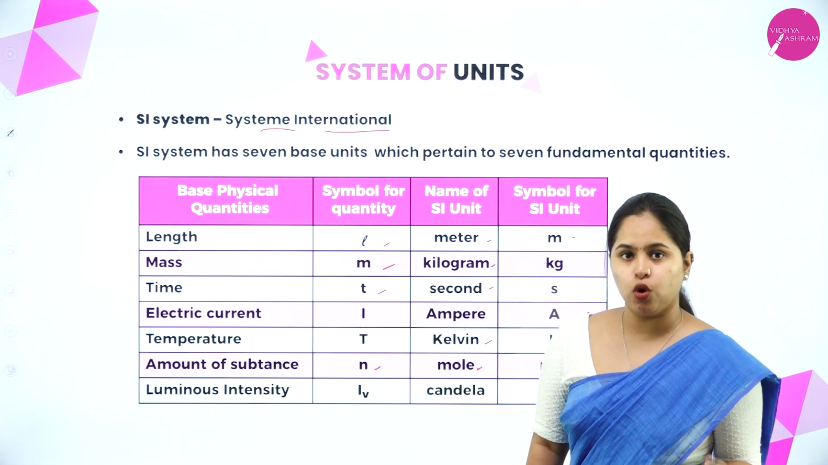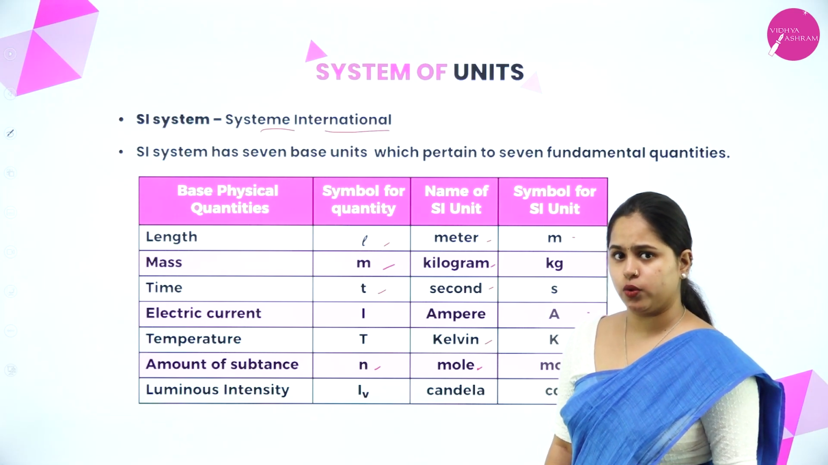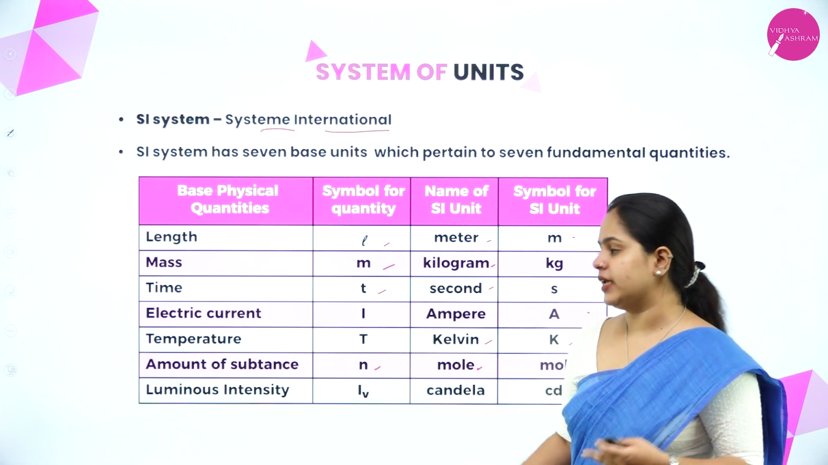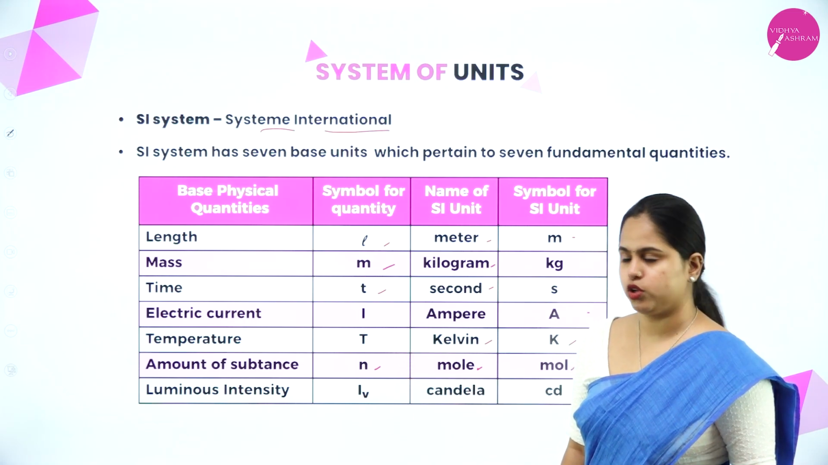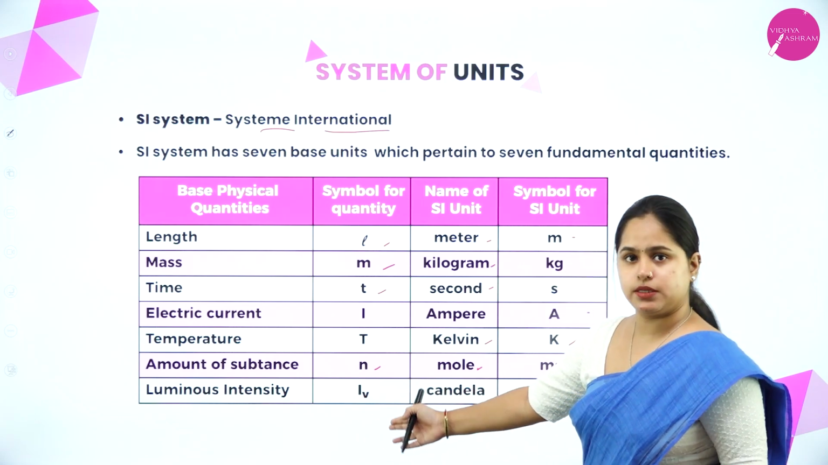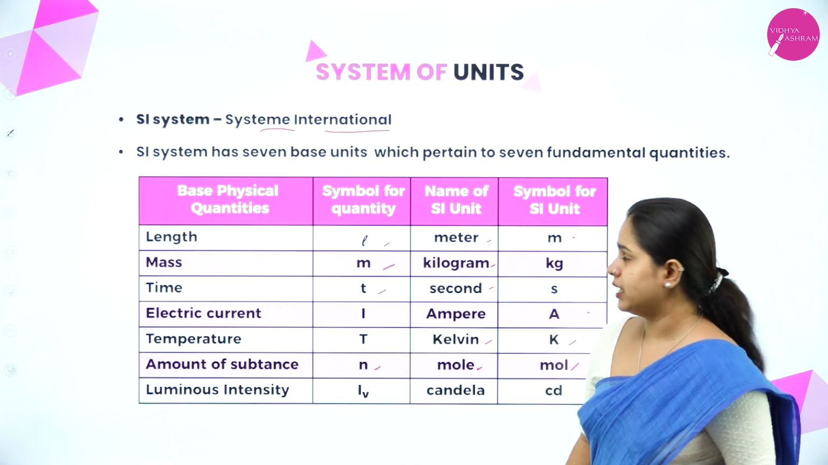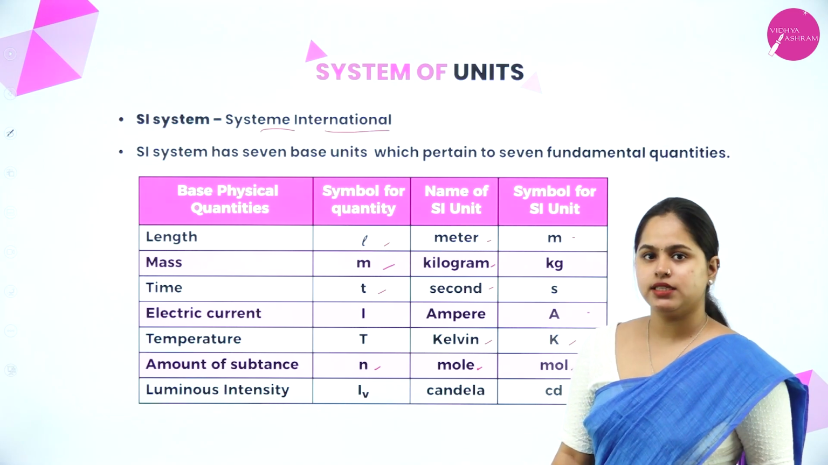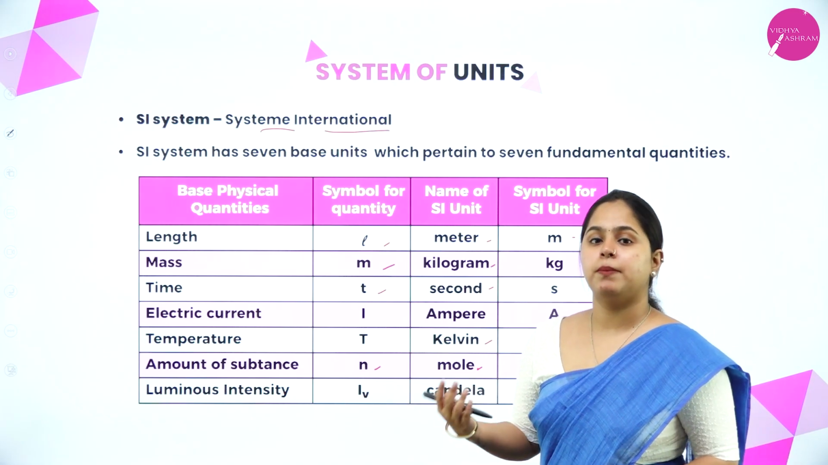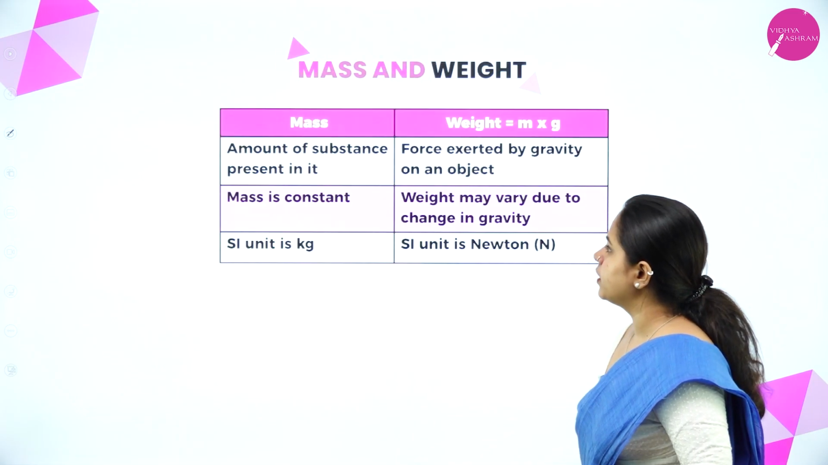So, regarding this mole, you will be studying in the upcoming sessions, which is a part of this chapter. In detail, you will be studying about mole and mole concept. Now, the last one is luminous intensity, represented by Iv, and the name of your SI unit is candela, represented by the symbol cd. So, these are the 7 base units that come under your SI system.